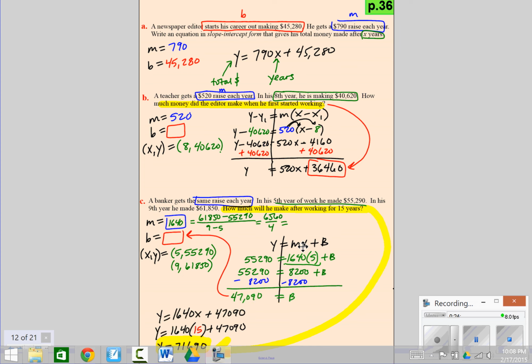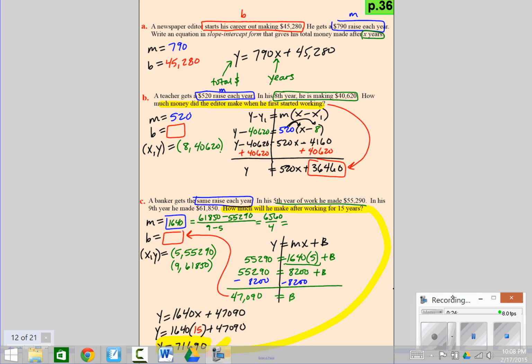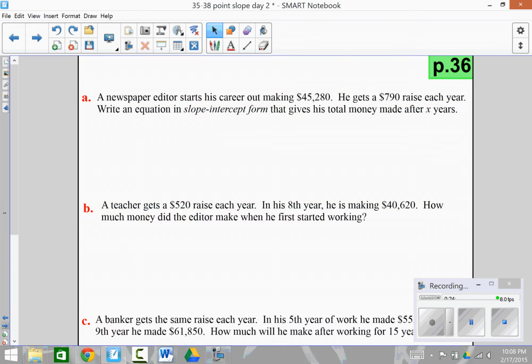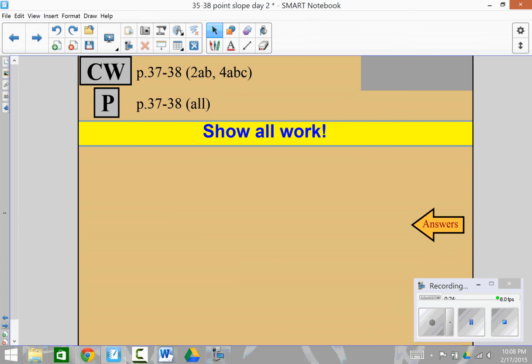In part C, you're going to notice I use the other method, y equals mx plus b. You may have used the point slope. In the end, everybody gets the same answer no matter what method you used. So, pause, ask questions, and then you can go ahead and get started on your classwork then. And your classwork is on page 37 and 38. So, this stuff takes a lot of details, a lot of attention, a lot of focus to it. So, please make sure you're asking questions. Good luck.